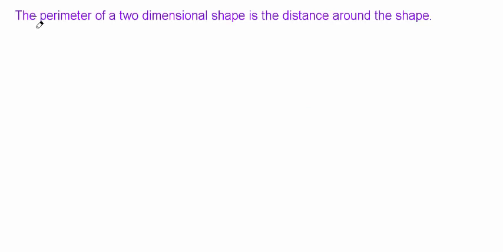That skill presents perimeter. The perimeter of a two-dimensional shape is the distance around the shape. You can find it by adding up the lengths of all sides of the shape.